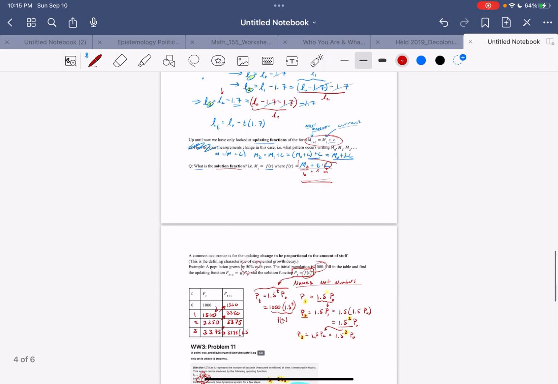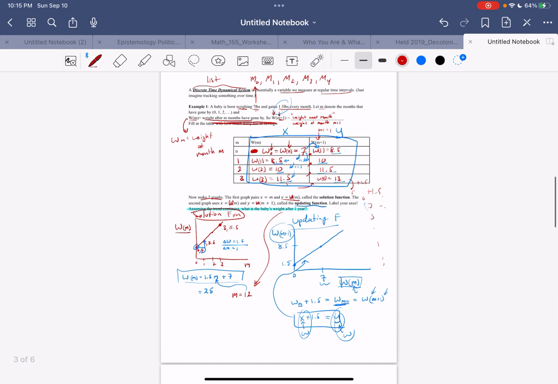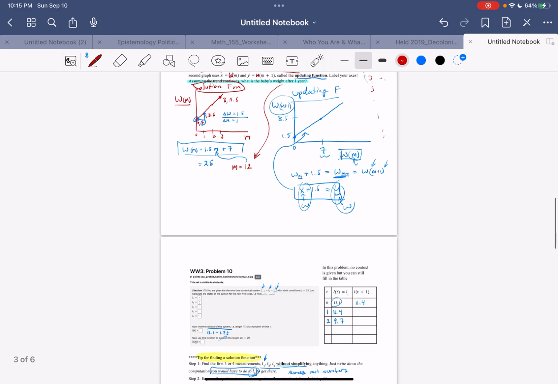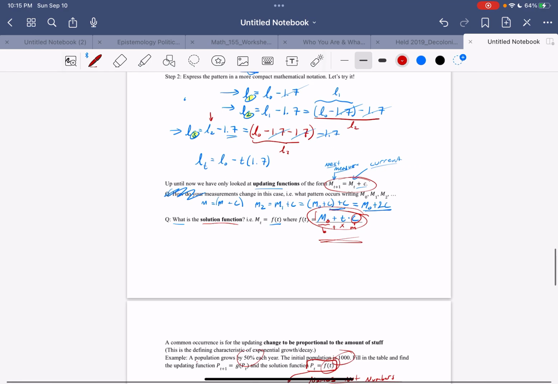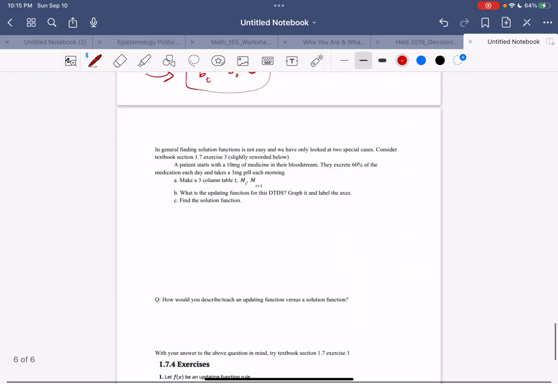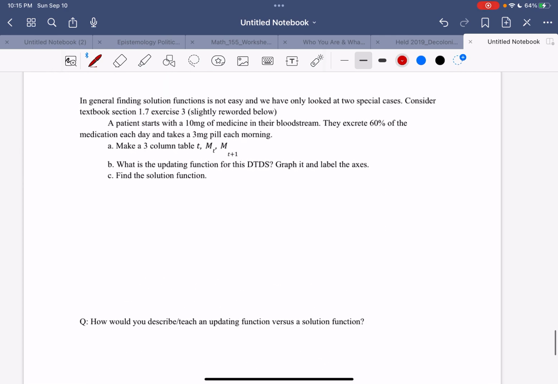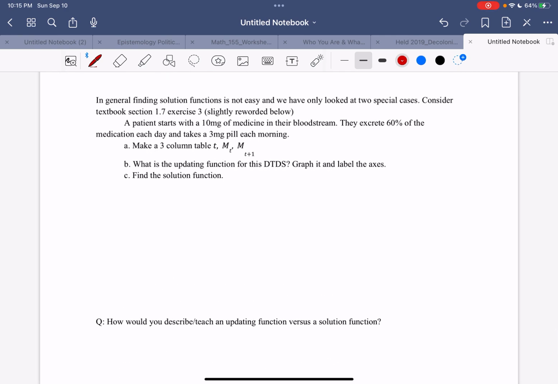T's in the exponent. There's the linear one, which I'm already losing. Sorry, it's late. There's the linear one. All right, and then there's this weird mixture. So let's start building some discrete time dynamical systems and see how mixtures sort of naturally happen.